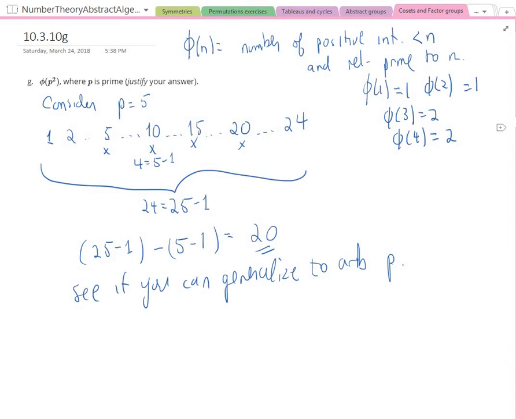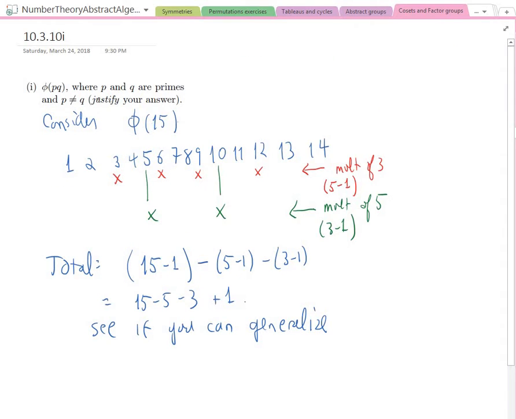All right. Now another similar problem is phi of pq, where p and q are primes and p is unequal to q. You can do a similar kind of counting argument. Consider phi of 15. So I wrote the numbers from 1 to 14 in a line, and then I have to cross out the ones that are not relatively prime to 15. So what are they? First of all, they're the multiples of 3. 3, 6, 9, 12. 4 of them. Then they're multiples of 5, because 5 and 15 are not relatively prime. So there's 5 and 10.